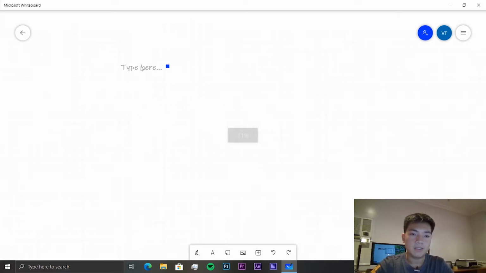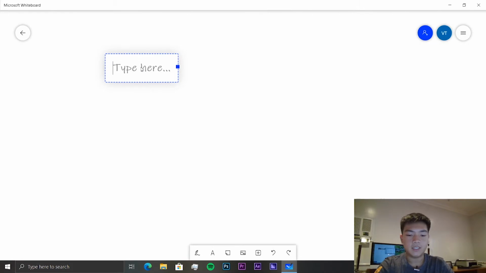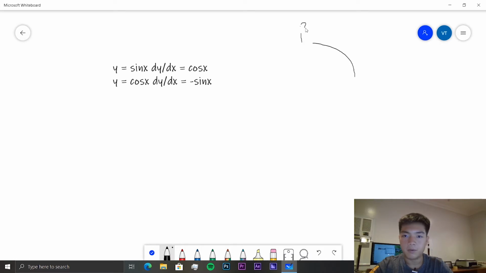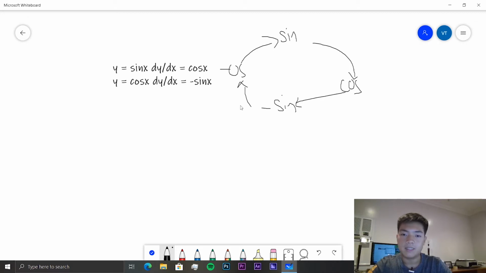To make our lives easier, we know that if the function is y equals sine x, the derivative is equal to cosine x. For y equals cosine x, the derivative is equal to negative sine x. So we have a cyclical property, something like multiplying i by itself, where it transitions from sine x to cosine x to negative sine x to negative cosine x, and then back to sine x. So if you differentiate a sine equation 4 times, you'll end up with the sine equation again.